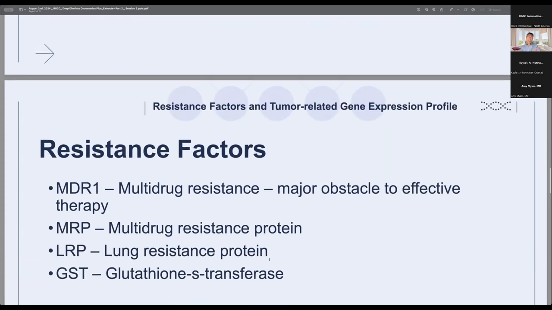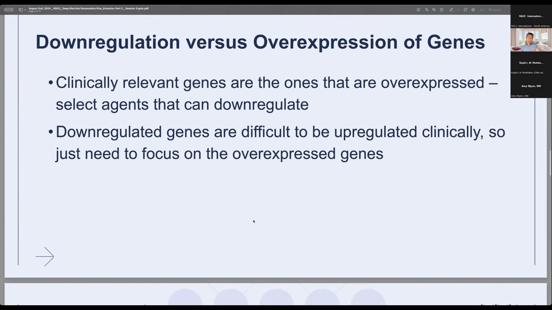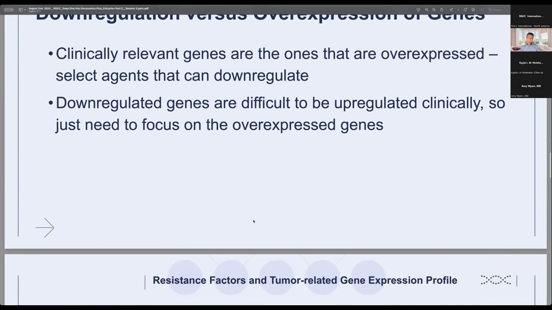You can't do anything really with the downregulated genes, because if you try to upregulate them, that could affect other genes. So you don't try to upregulate the downregulated genes. We just don't do that. We only work on overexpressed genes to block them or to try to get them downregulated.